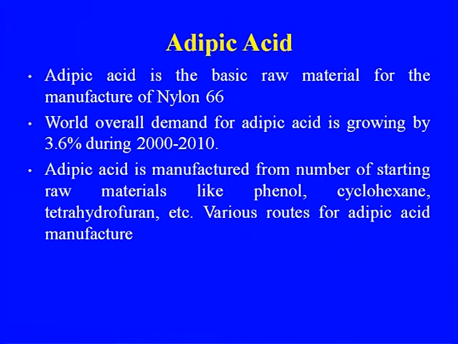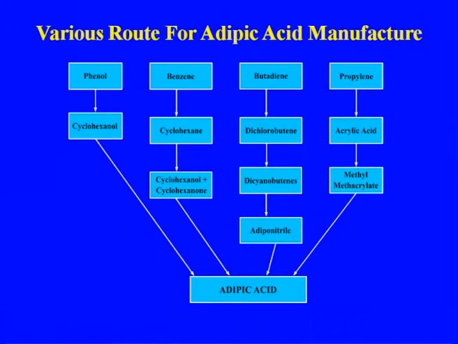Let us now discuss adipic acid. Adipic acid is the basic raw material for the manufacture of nylon 66. World over demand for adipic acid grew by 3.6% during 2000 to 2010. Adipic acid is manufactured from a number of starting raw materials like phenol, cyclohexane, tetrahydrofuran, etc. Various routes for adipic acid use a large number of raw materials, as I told you. It may be the phenol, benzene, butadiene or propylene route.